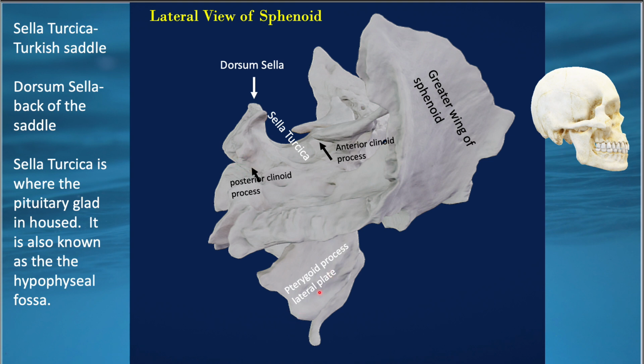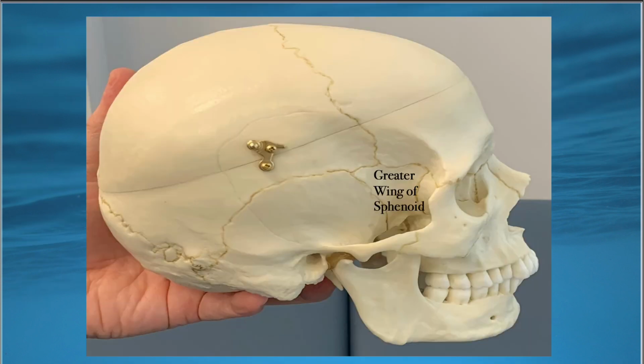And this makes sense. You can see the lateral plates of that pterygoid process. You see the lateral but not the medial. And like we talked about, you can see the greater wing of the sphenoid on a skull.